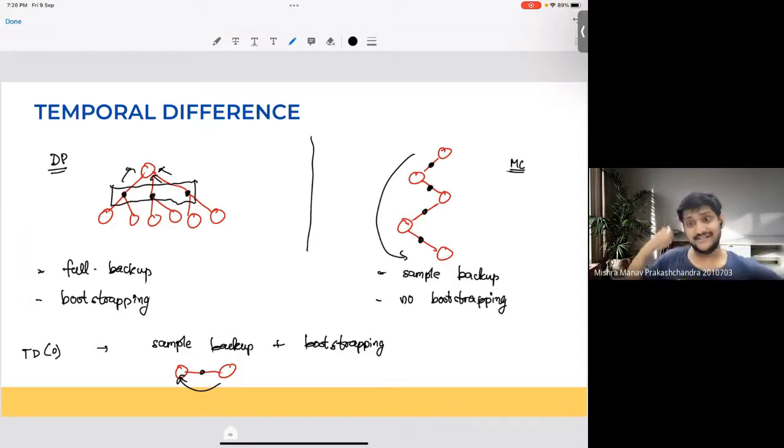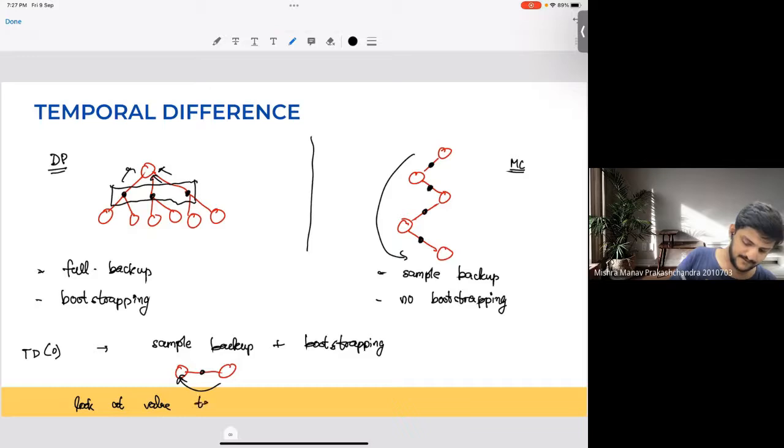The reason why this is known as temporal difference is because you're typically looking at the value at t plus 1 to update the value at time t. So you are looking one step ahead to update the value at time t. So look at the value at t plus 1 to update the value at t. So this is the idea behind your temporal difference method.